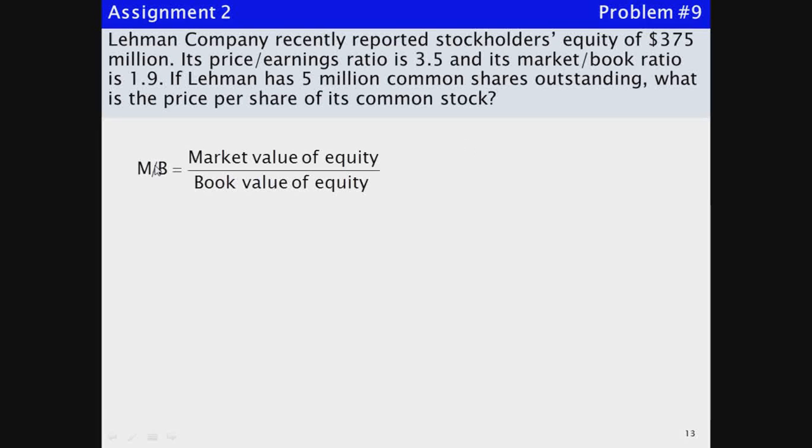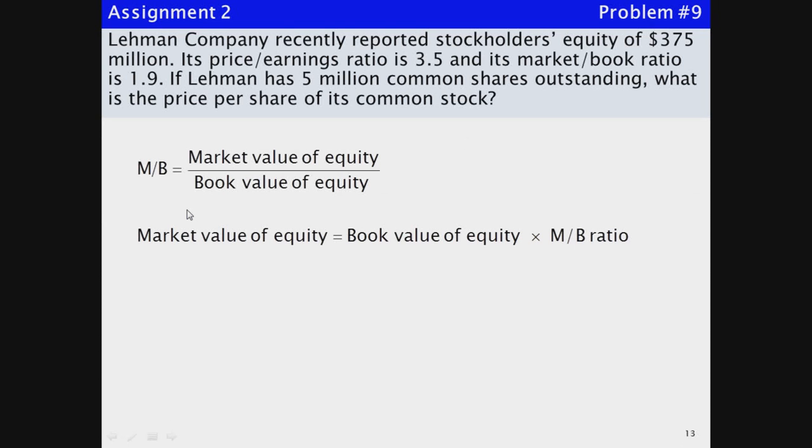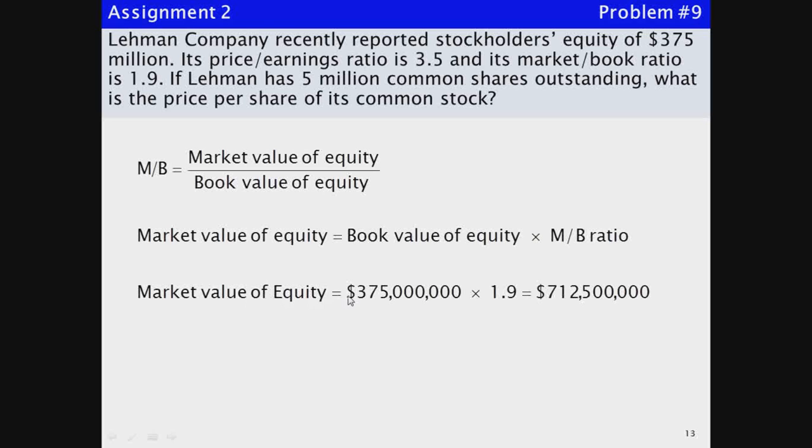Okay, the market-to-book ratio is given as 1.9, so let's write that out. And let's just state this in terms of market value of equity. If I multiply both sides by book value of equity, I get market value of equity is book value of equity times the market-to-book ratio. So the market value of equity is the $375 million book value of equity times the market-to-book ratio. So you can see a market-to-book ratio simply allows you to convert book value to market value. It's the multiplier. So the market value of equity is $712.5 million.